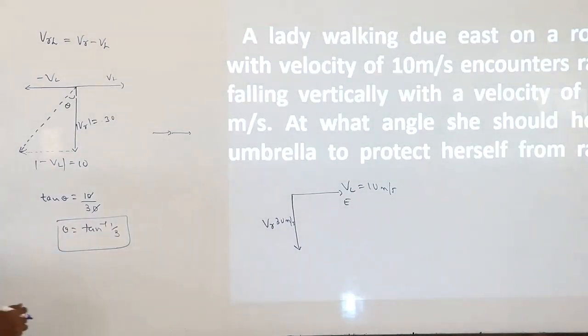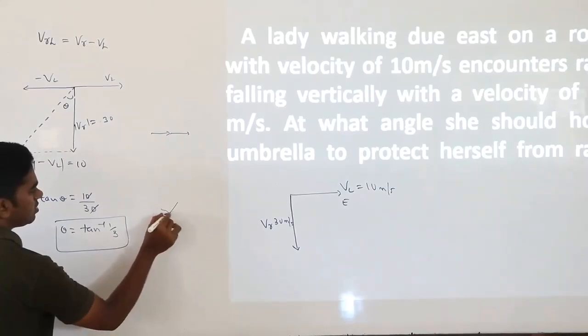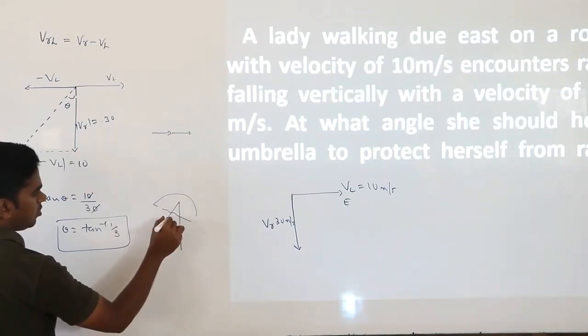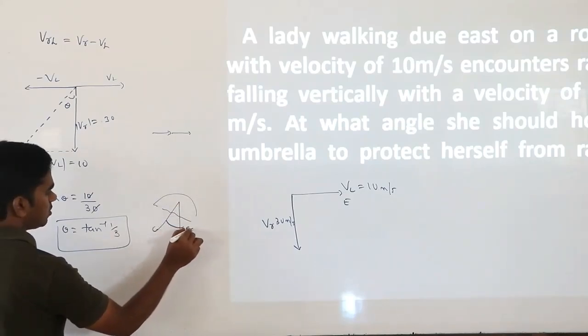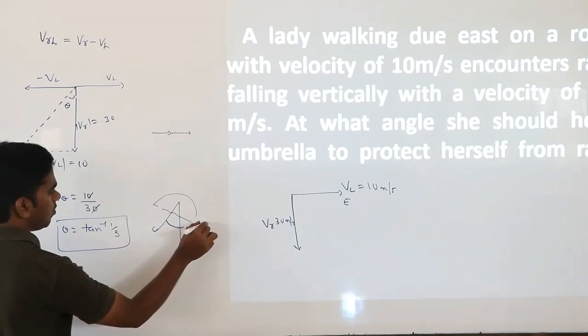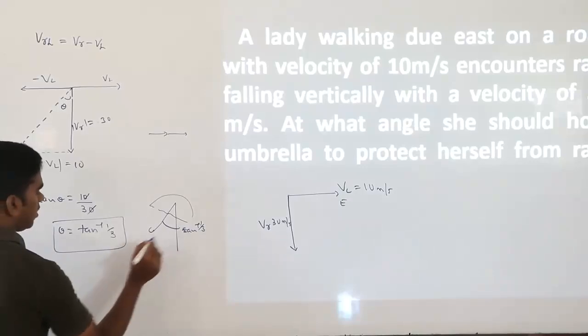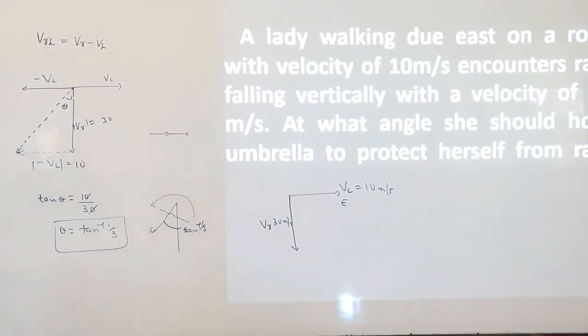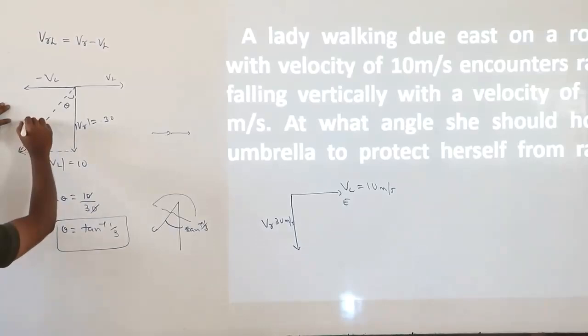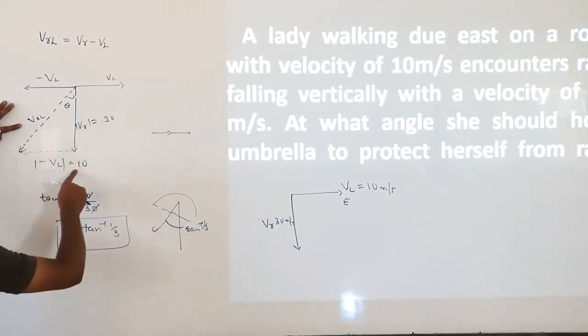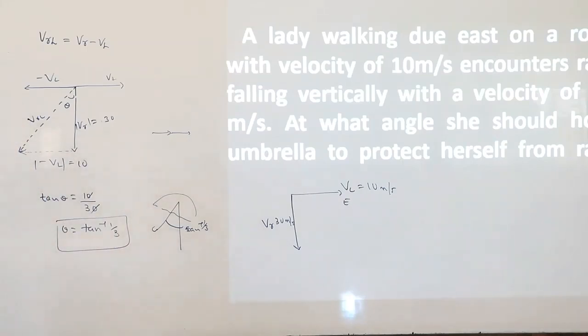So she has to hold the umbrella in this direction. It should make an angle of tan inverse of 1 by 3. So this is what they are asking: at what angle she should hold the umbrella to protect herself. If they ask the relative velocity of rain with respect to lady, you can also calculate VR minus VL. That is 30 minus 10, that will be 20.